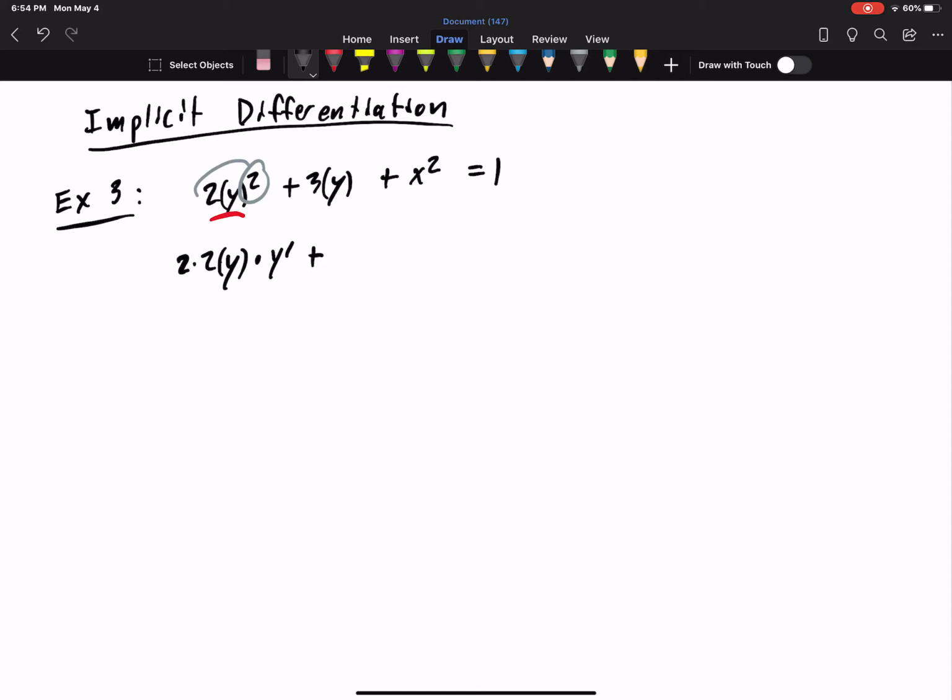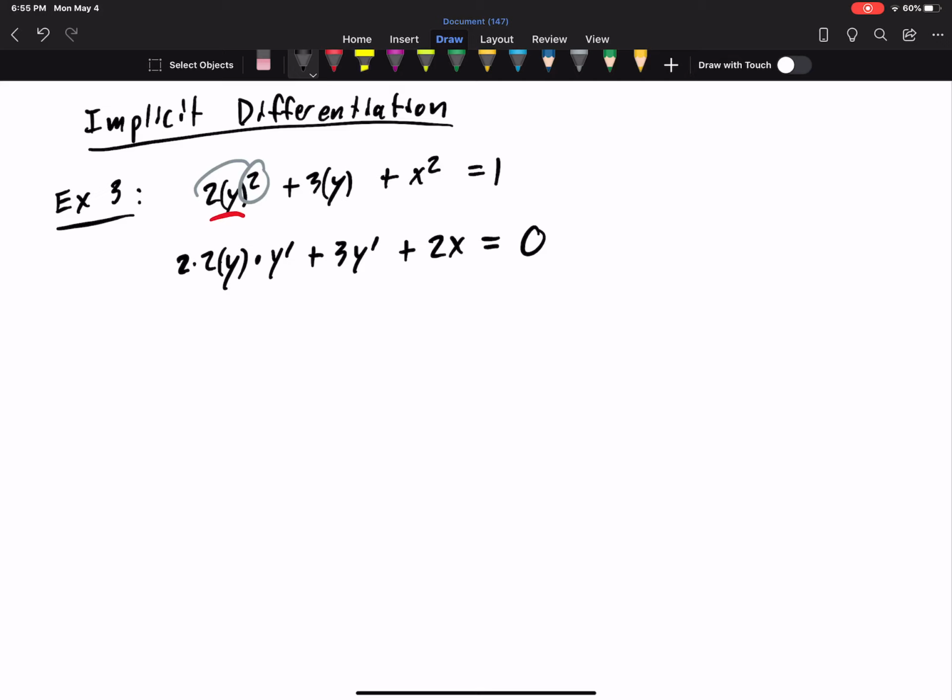Next one is this 3 parentheses y. So I'm going to derive this now simply by taking my y and turning that into a y prime. So that takes care of the second term. Third term, easy, 2x. You've derived this function 1,000 times. All right, on the right-hand side, 0.